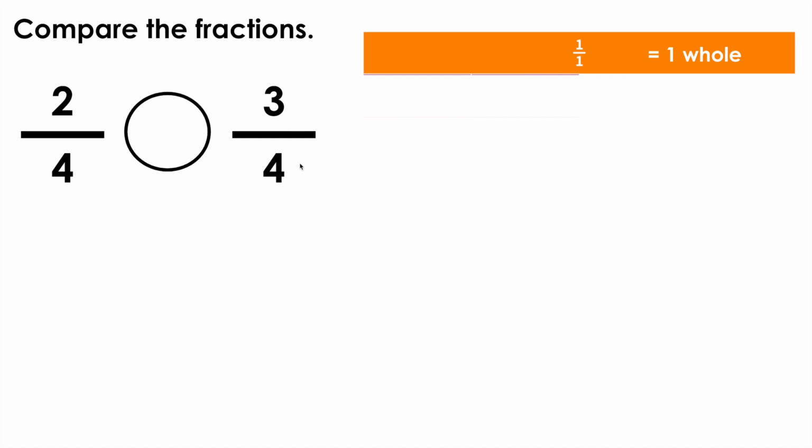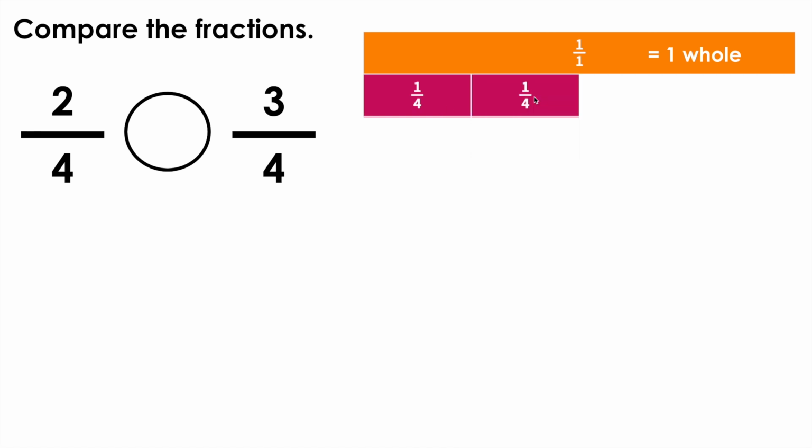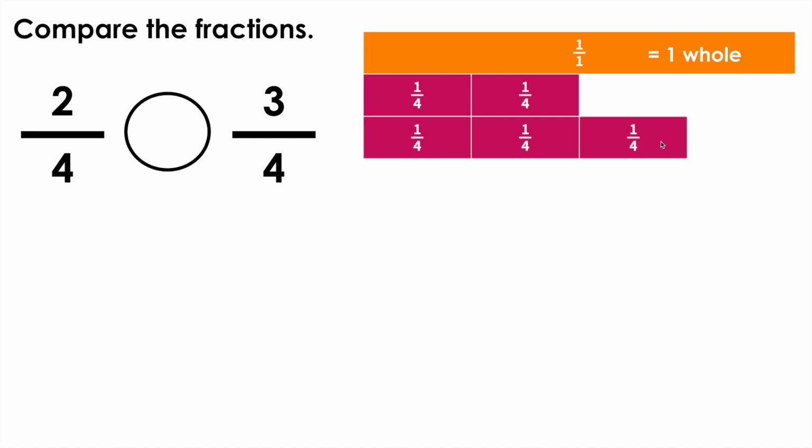2/4 or 3/4. We start with our one whole and we will represent 2/4. 1/4, 2/4. Now let's represent 3/4. 1/4, 2/4, 3/4. We notice that for 3/4, we are 1/4 away from being at one whole. For 2/4, we need 2 more fourths to have one whole.